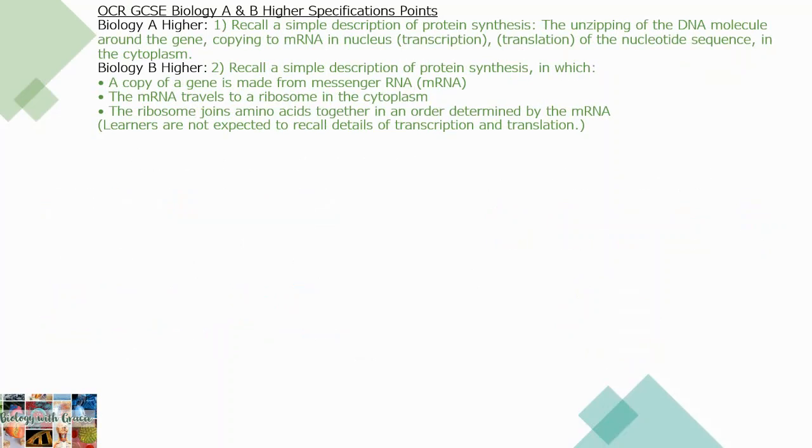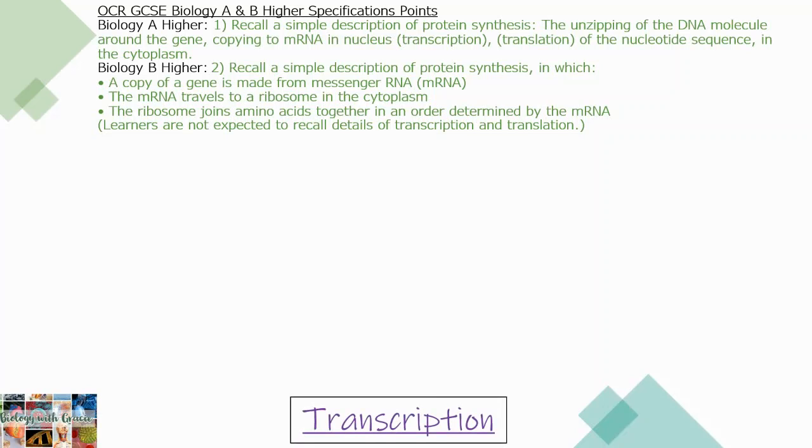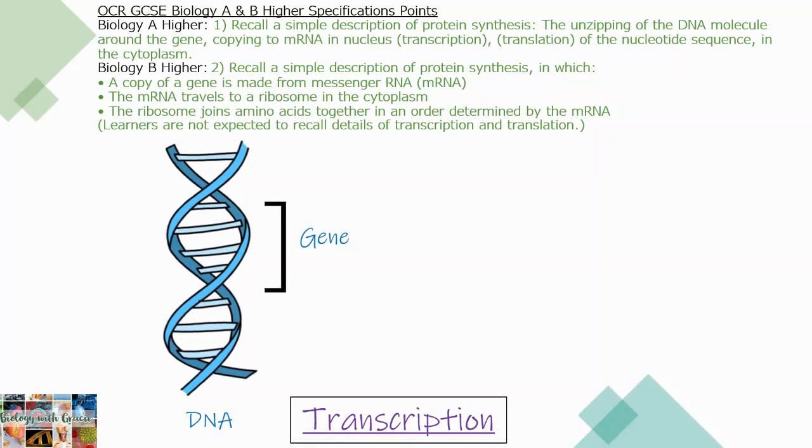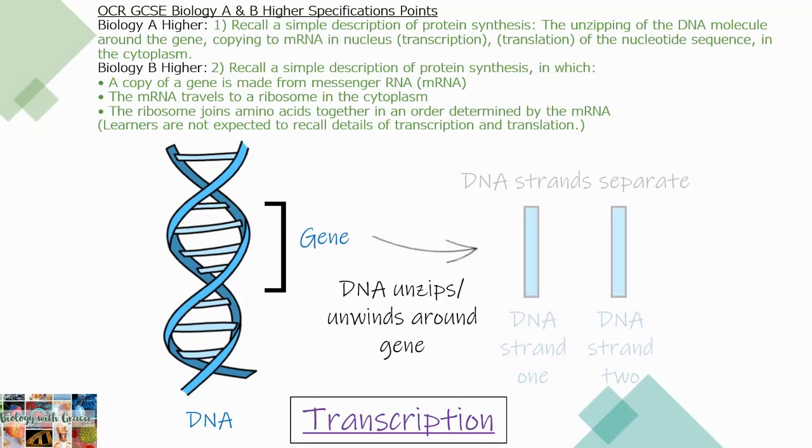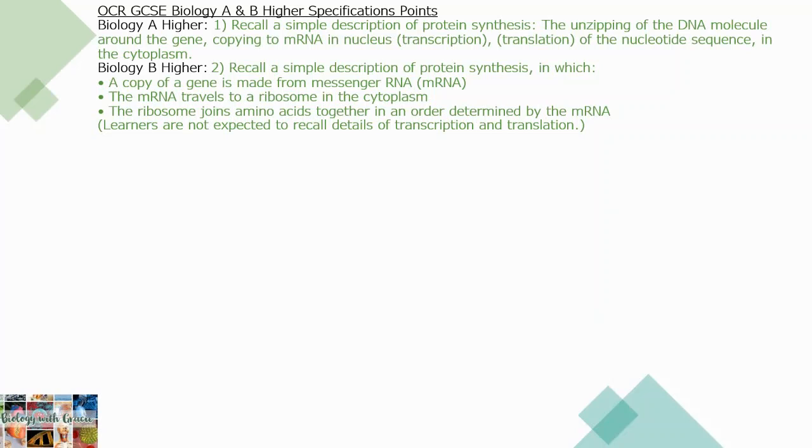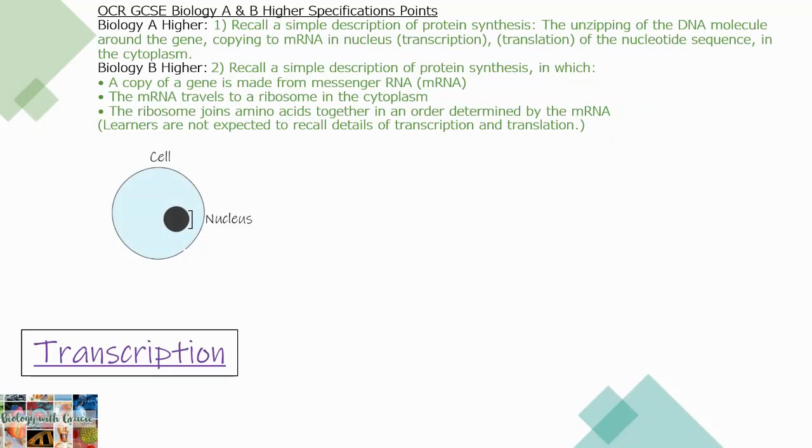Okay, so now we're going to talk a little bit about the actual process of protein synthesis. So the first stage of protein synthesis is transcription, and this begins with our DNA molecule, and we've got our gene selected there, and the DNA actually unwinds or unzips around the gene, and the DNA strands separate at this point. Now, the genetic material within eukaryotic cells is stored within the nucleus, so this is where transcription takes place.